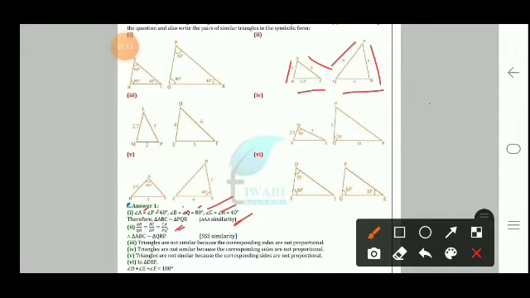Then if we go for the next one, in the third part, the triangles are not similar because the corresponding sides are not proportional. In the fourth one also, the triangles are not similar because the corresponding sides are not proportional. Fifth also, the triangles are not similar because the corresponding sides are not proportional.